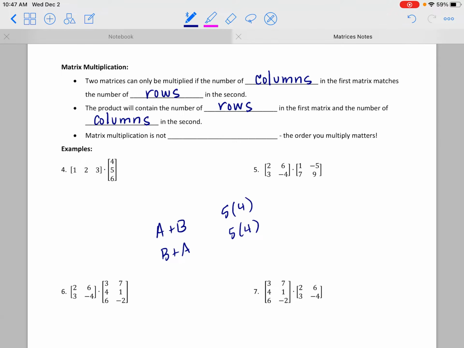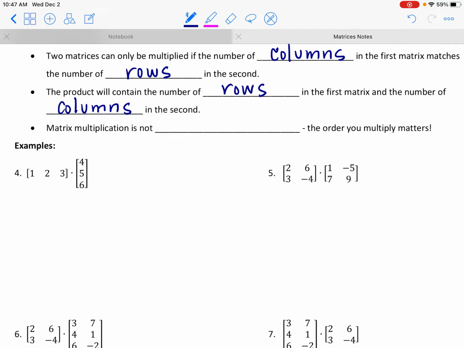Matrix multiplication is not commutative, so the order that you multiply matters. Multiplying A times B or B then A is going to make a difference in your answer. The commutative property says we can change the order in which we add or multiply and still get the same answer. It's true for integers or real numbers in general, but not true for matrix multiplication. So the order that you multiply matrices matters.